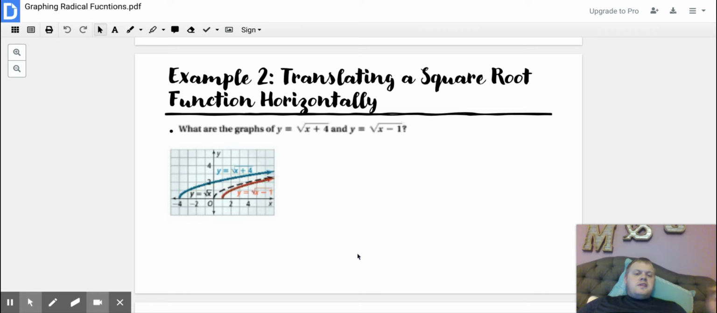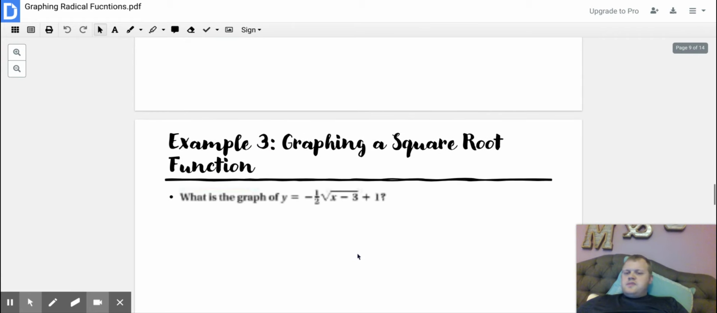So it's always going to be set equal to 0, and then you solve for x there. So that's why those are a little bit different than our vertical ones. So just be careful about the inside ones. Those are always opposite. Okay.